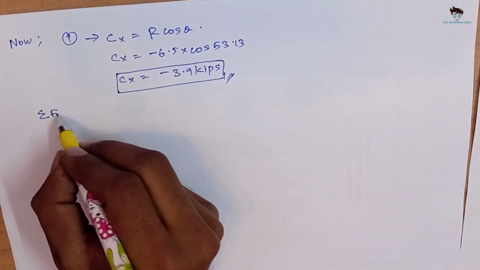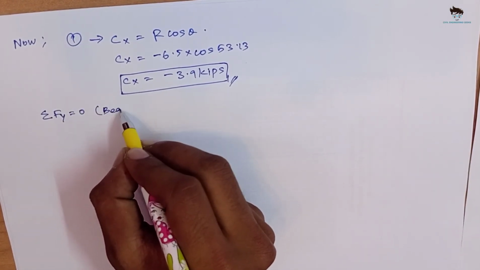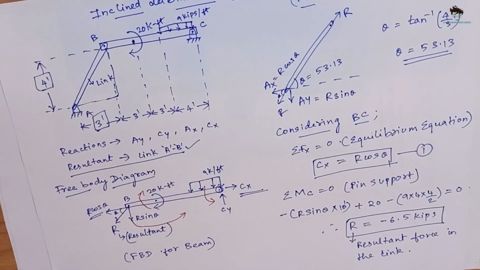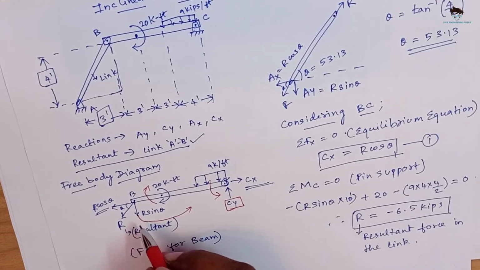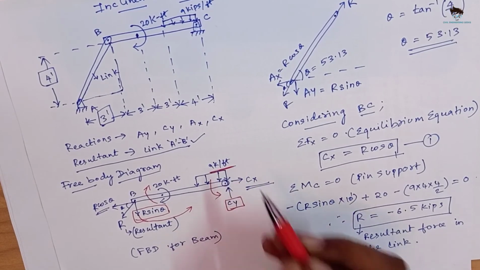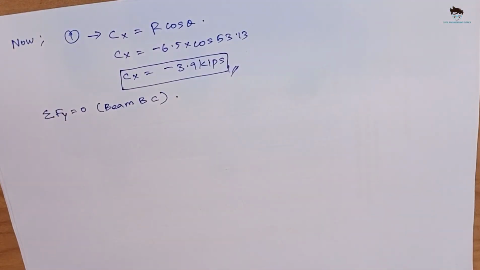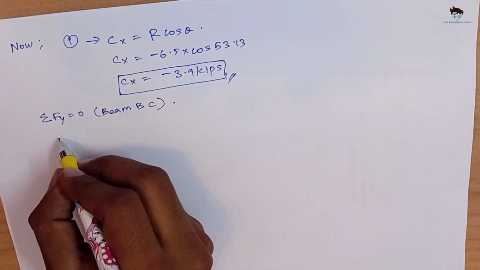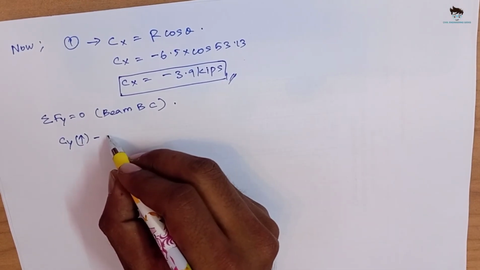Let's now use our third equilibrium equation, that is summation of forces in the y direction is equal to 0 on the beam BC. We can see that there are 3 forces acting in the y direction on the beam. That is reaction Cy in the upward direction, R sine theta in the downward direction, and 9 kips per foot UDL in the downward direction. Assuming upward forces as positive and downward forces as negative, write the equation, we will get Cy minus R sine theta minus 9 times 4 is equal to 0.